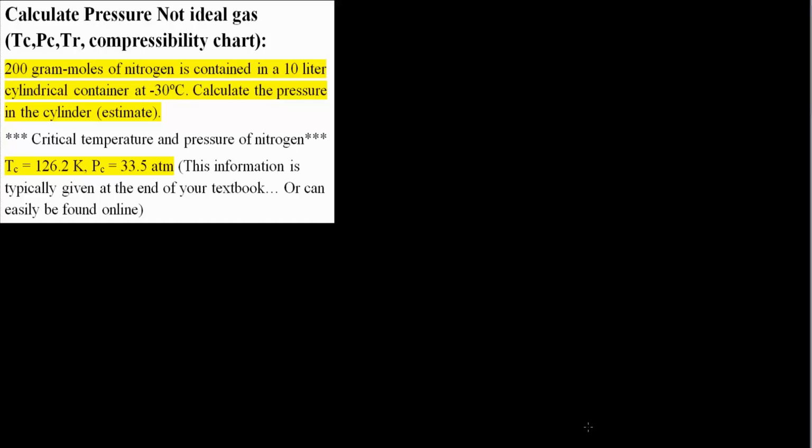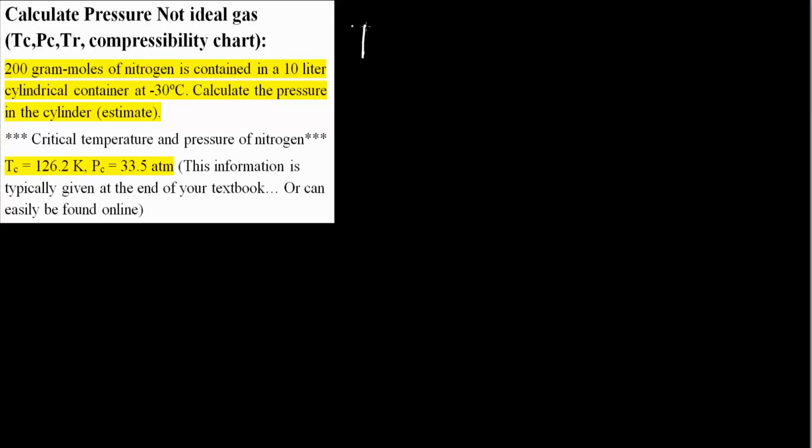In this video, we will calculate pressure for a non-ideal gas. And so this is our problem. You have 200 moles of nitrogen contained in a 10-liter cylindrical container at negative 30 degrees Celsius. We want to calculate the pressure in the cylinder for a non-ideal gas. The information right here is typically given at the end of a chemical engineering textbook.